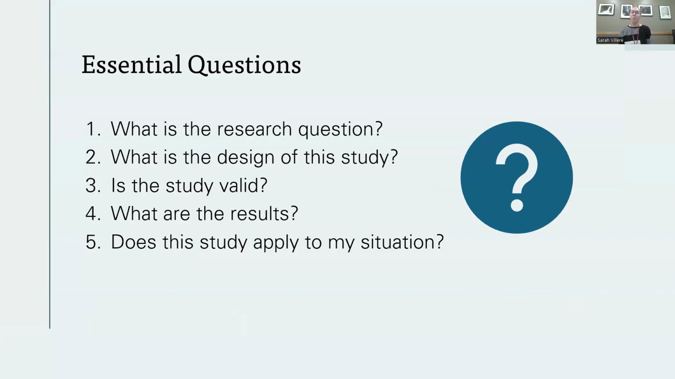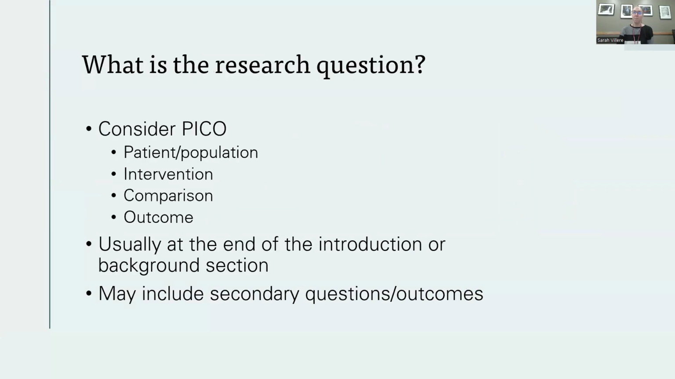There is a structured way to appraise an article using checklists, which we are going to get to in a few slides. But I think having a general idea of what you're looking for when you appraise an article is really useful. So the questions are, what is the research question? What is the design of the study? Is the study valid? What are the results? Does this study apply to my situation? And we're going to talk about each one of these a little bit more in depth.